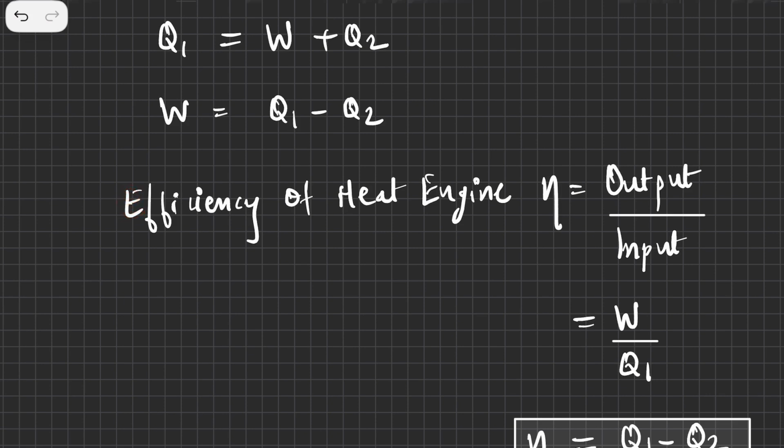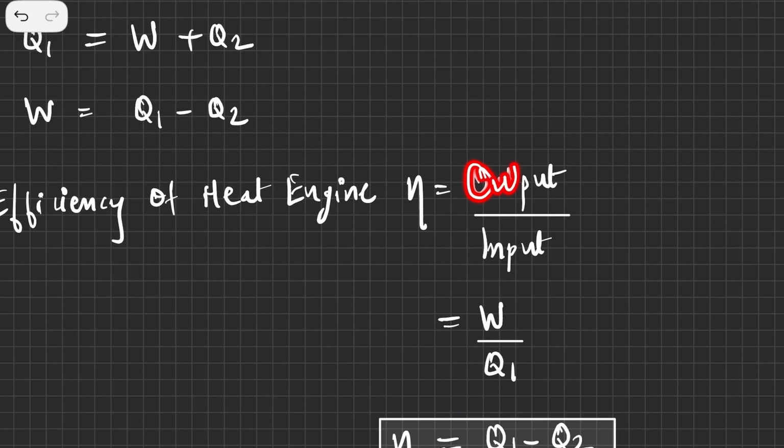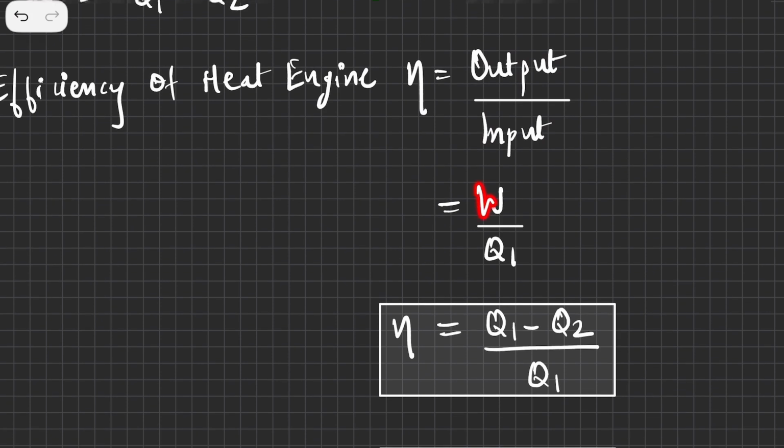Now, efficiency of a heat engine. Efficiency is basically how much work you are able to get for how much input energy you have supplied. So efficiency of a heat engine is written by the Greek letter eta. Efficiency is basically how much output you get for how much input you are supplying. Output is your work done, because that's what you are using it for, and input is the amount of heat energy you supplied.